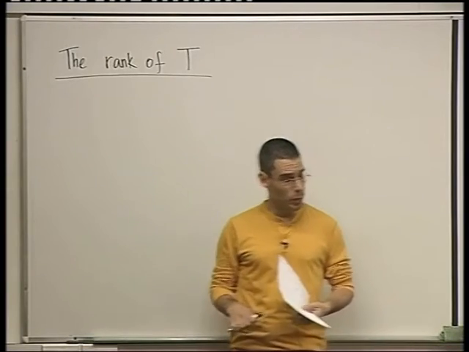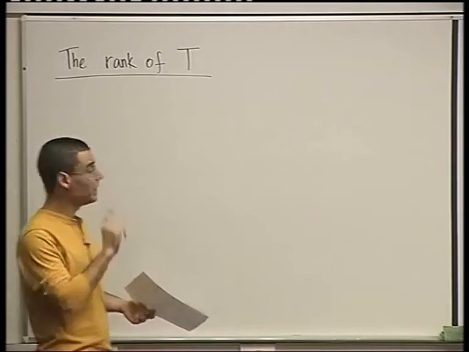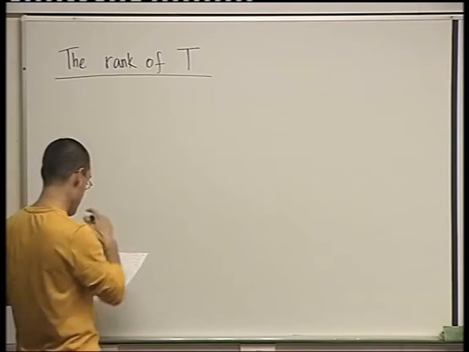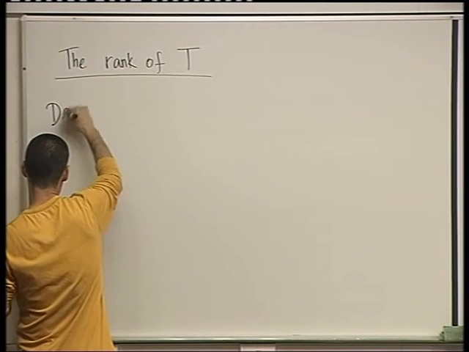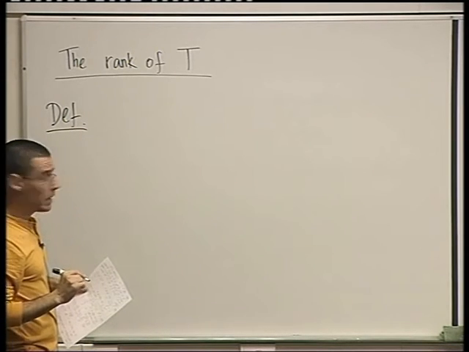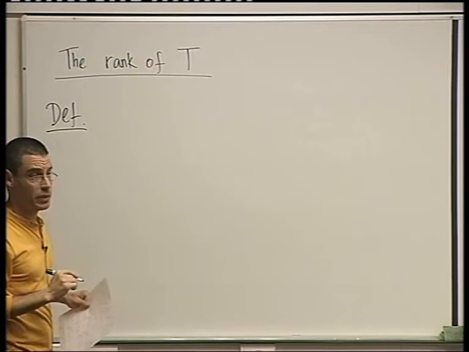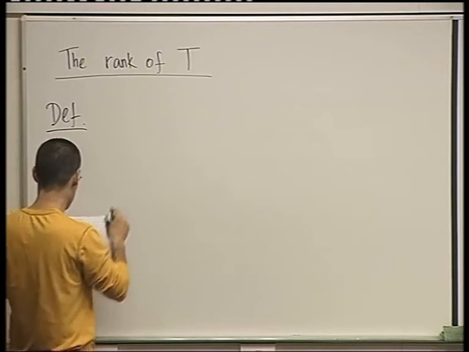I want to define what is the rank of a linear transformation. The rank of a linear transformation. And here is the definition. It may look weird, at least the first time you see it. Why would you define it as such? But then I'm going to make a remark.